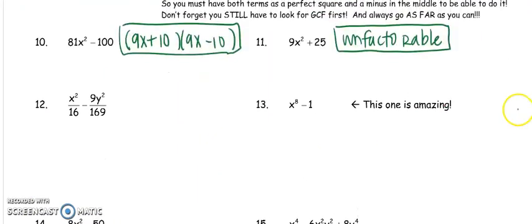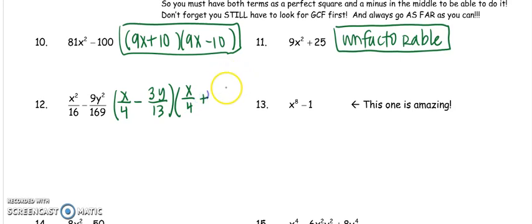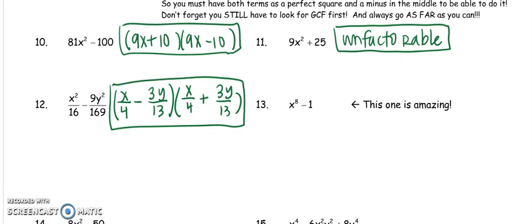So just because there's a fraction here, who cares? Square root of x squared is x, square root of 16 is 4, minus, or plus, doesn't matter which one you start with. Square root of 9 is 3, square root of y squared is y, square root of 169 is 13. So if this one's a minus, then this one will be a plus. Look at that. Done. Scary, but done.